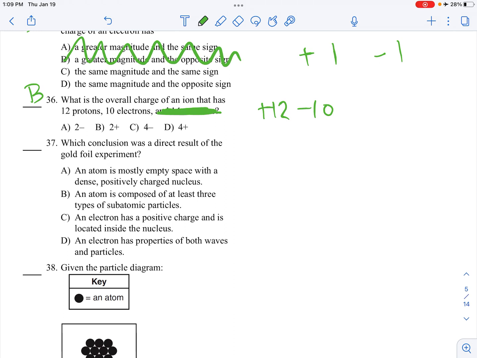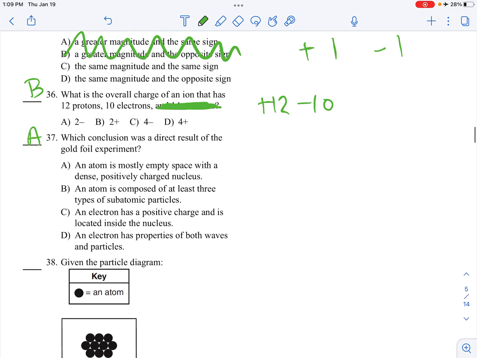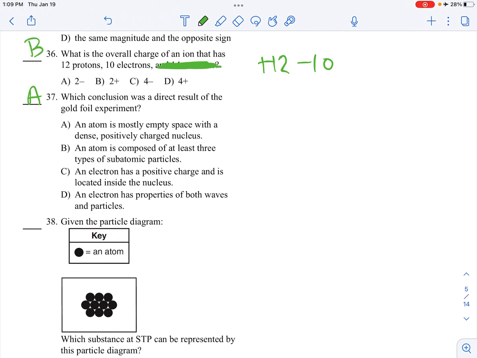Which conclusion was a direct result of gold foil? An atom is mostly empty space with a dense positively charged nucleus. Yes. Don't even give all that other stuff a second thought.